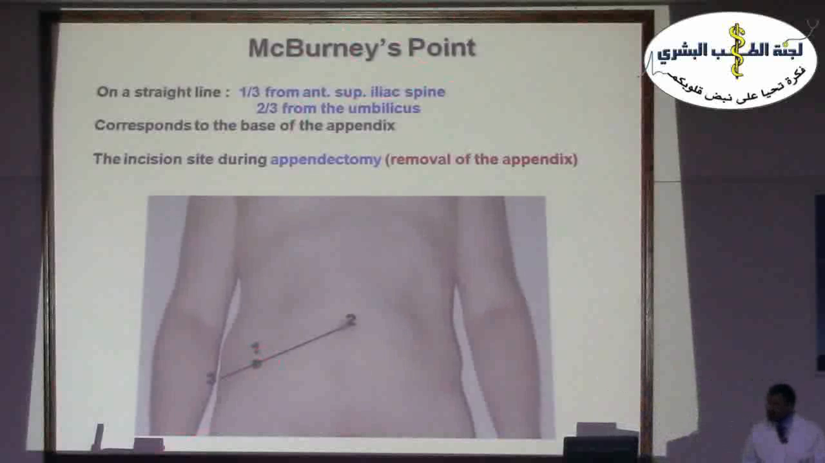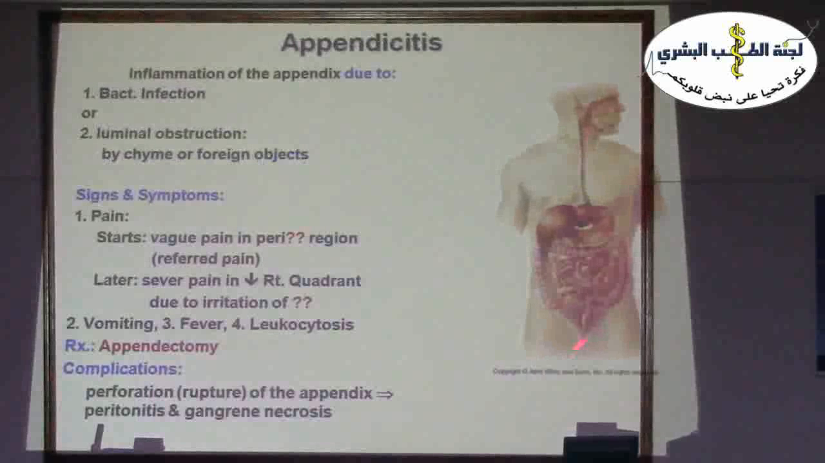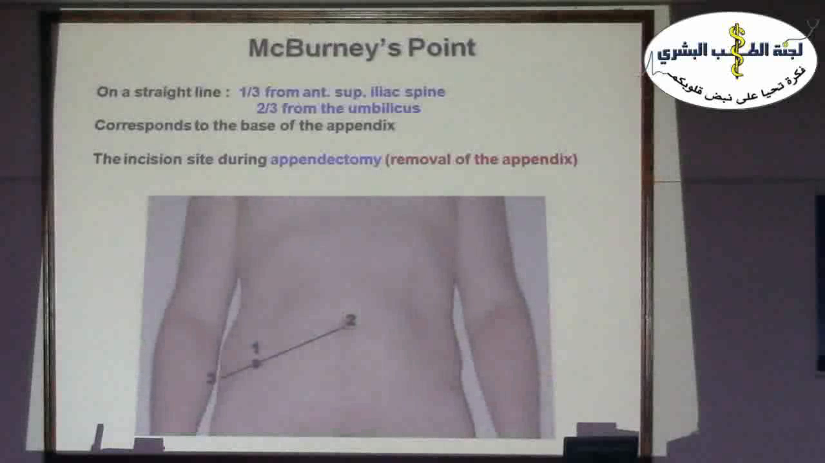Referring to Charles McBurney, McBurney described that if you draw a line from the anterior superior iliac spine, which you can easily palpate, to the umbilicus, an oblique straight line, you find the base of the appendix, because you want to remove the appendix from its base, from its attachment with the cecum. So the base of the appendix will correspond to a point located 1/3 from the anterior superior iliac spine and 2/3 from the umbilicus.